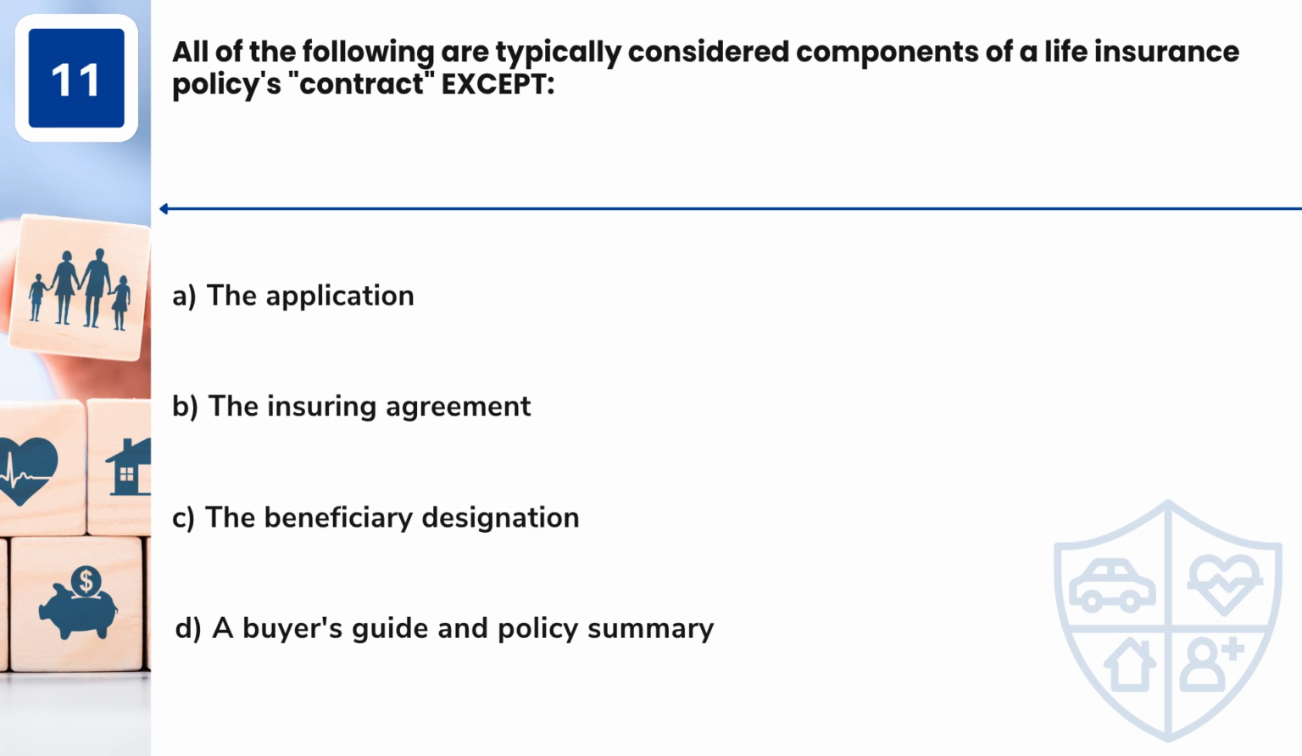Question 11. All of the following are typically considered components of a life insurance policy's contract except A. The application. B. The insuring agreement. C. The beneficiary designation. D. A buyer's guide and policy summary.